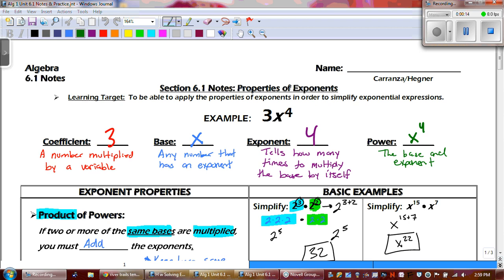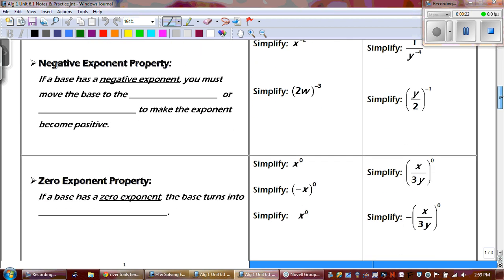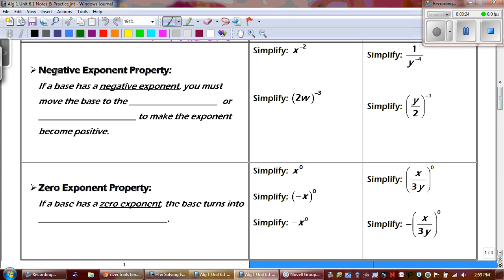Well, if you were in class today, you heard Ms. Cararnza and I do our fabulous rap of Drop It Like It's Hot. Now, we're continuing that with the notes. These are the exact same notes as we started yesterday. And now we're just talking about the negative exponent property and the zero exponent property.